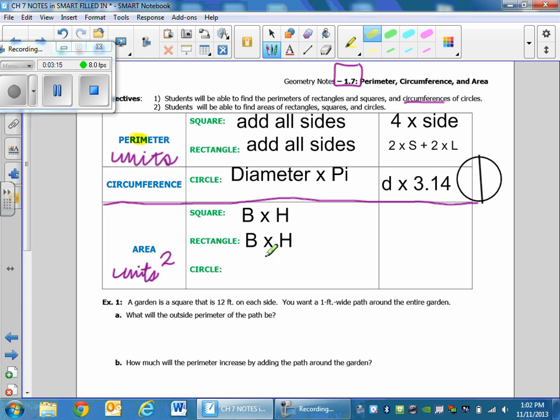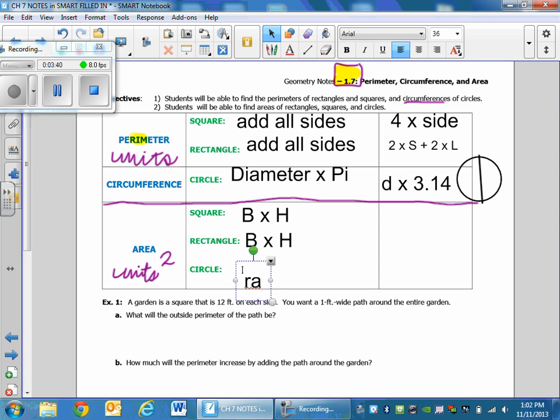Rim, or the fence. And then area is going to be all the stuff on the inside. So if it was a square, it would be all the inside stuff. If it was perimeter, it'd be all the purple line, the outside. So area is the inside. So for a square, base times height. Rectangle, base times height. For a circle, it's going to be still pi, but times radius squared.